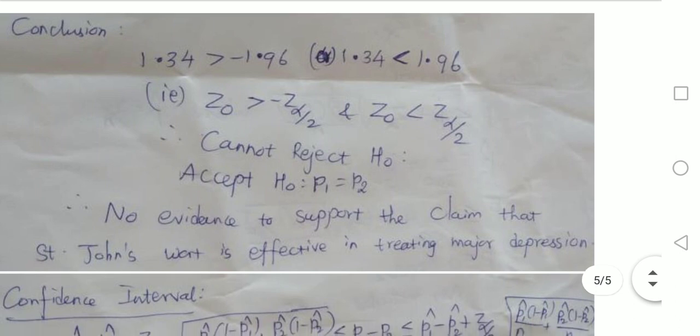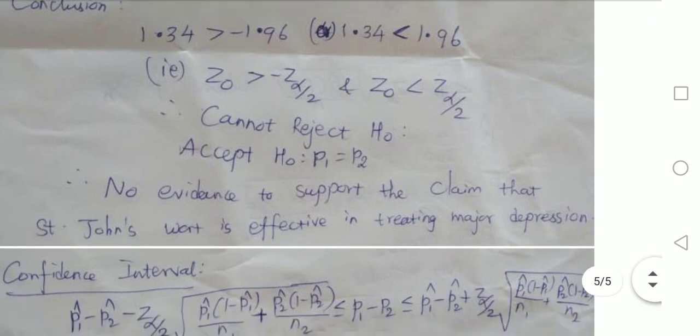So there is no evidence to support the claim that Saint John's wort is effective in treating major depression. Both are treating equally. So there is no strong evidence for any treatment effectiveness.